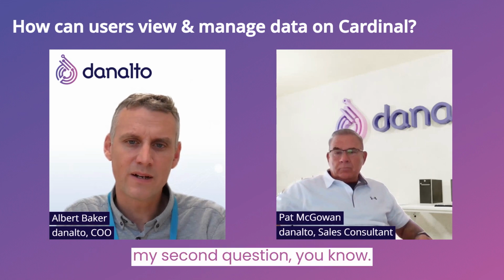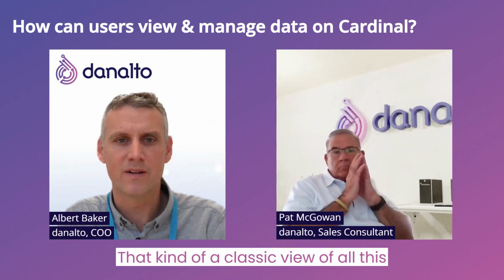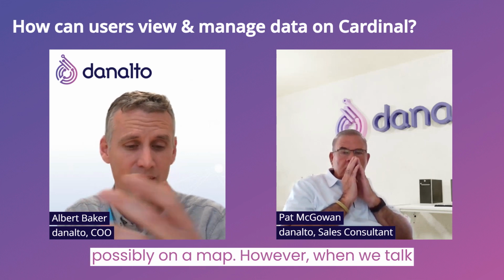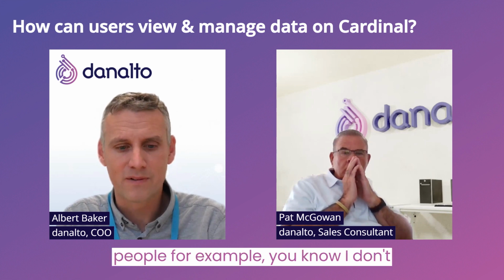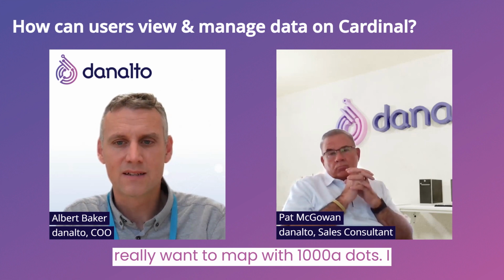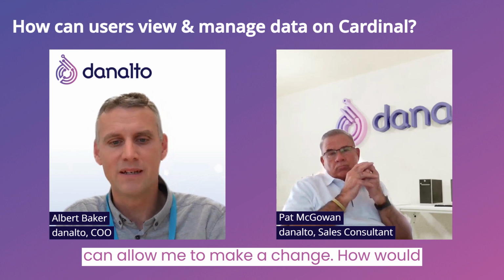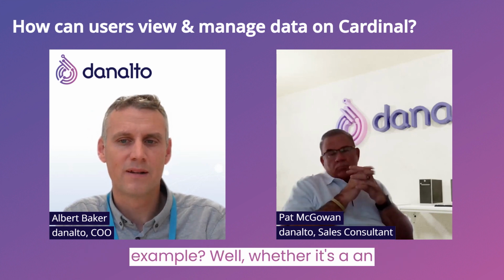So my second question: a classic view of all this location data, once everything is tagged, is possibly on a map. However, when we talk about 1,000 assets or 2,000 people, for example, I don't really want a map and 1,000 dots. I need high-level stats. I need KPIs that can allow me to make a change. How would I do this on the Cardinal platform, for example?